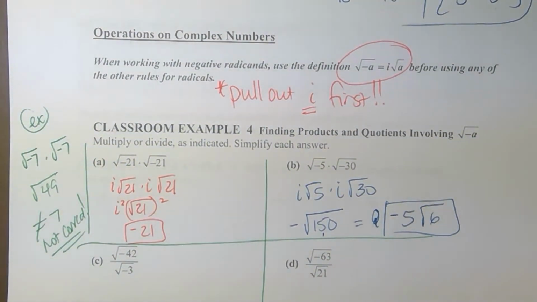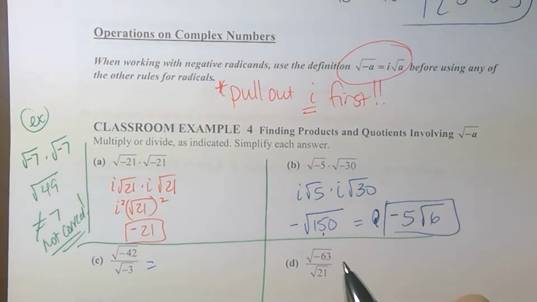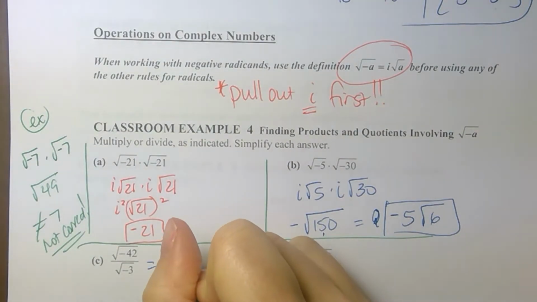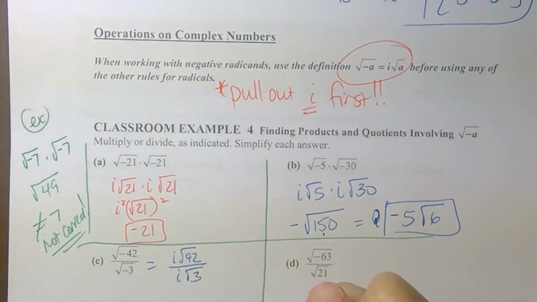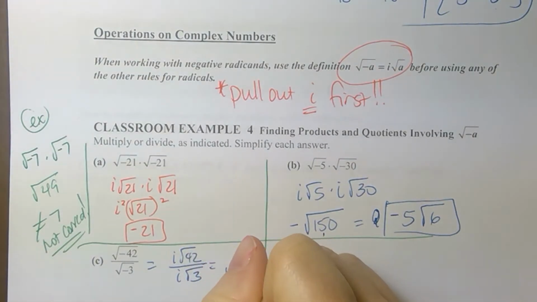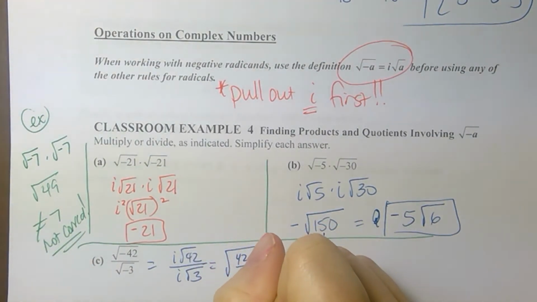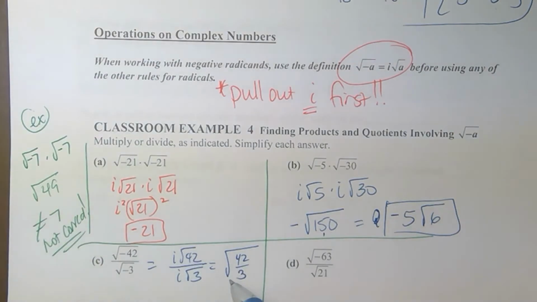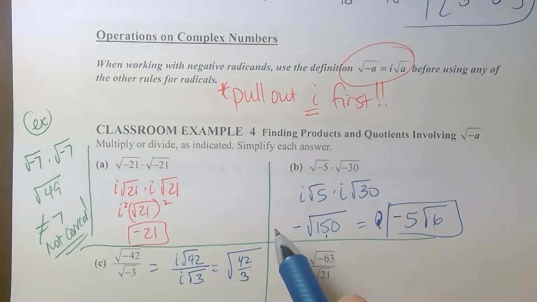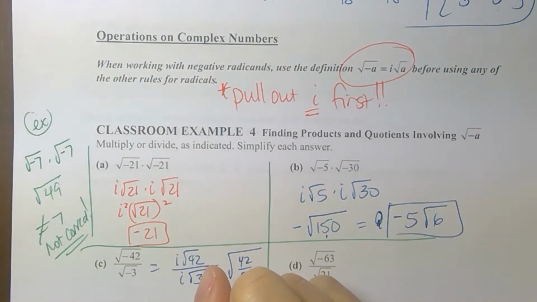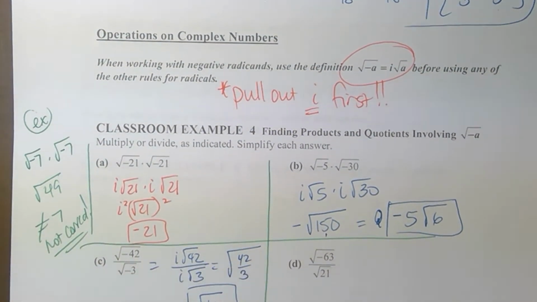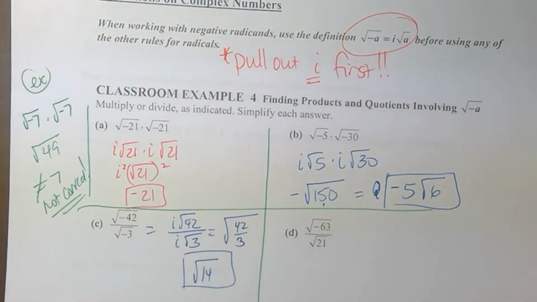All right, on C, I need to make sure I pull out that i first. So that is i square root 42 over i square root 3. Well, i over i is just 1. That simplifies. And if I have the same index, I can write this fraction underneath a single radical. 42 divided by 3 is 14. So all I have when I simplify is square root 14.